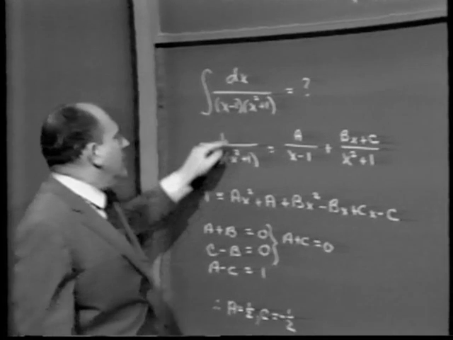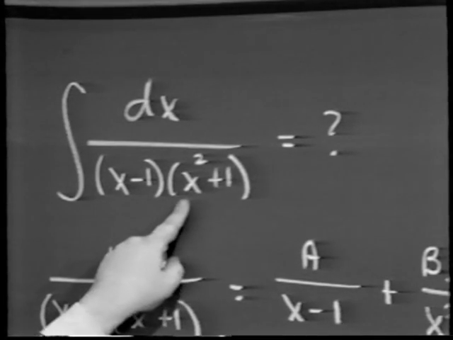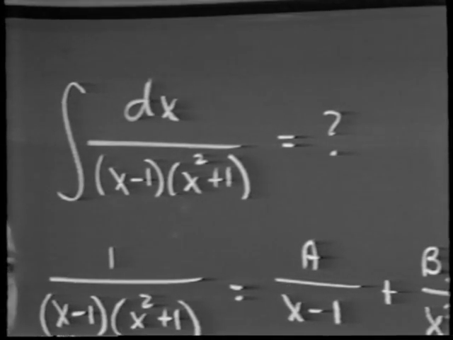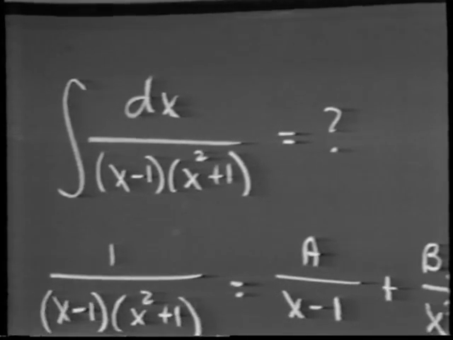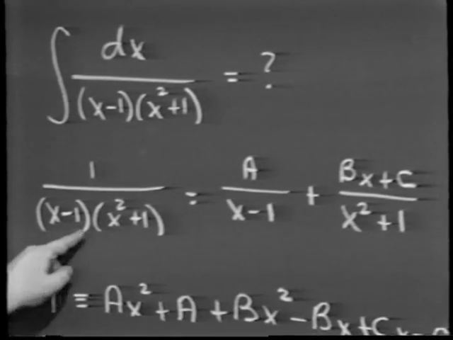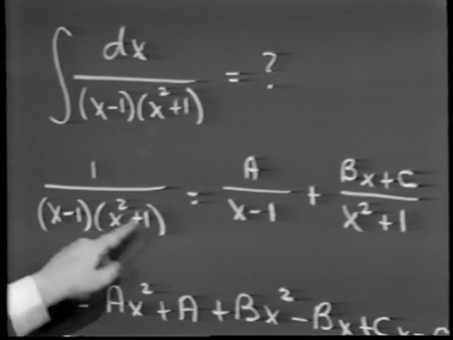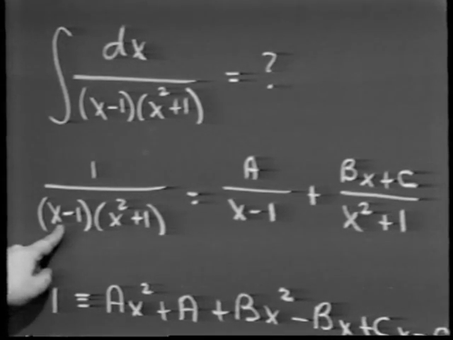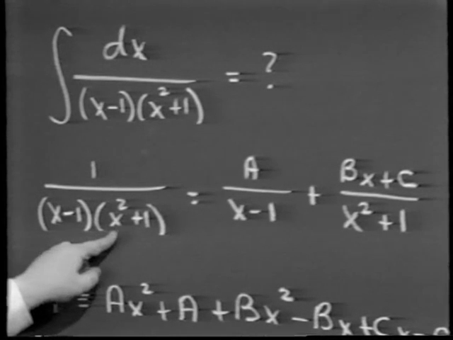Let's take the integral dx over x minus 1 times x squared plus 1. What is the integrand in this case? It's 1 over x minus 1 times x squared plus 1. Now, the idea is this. Here's a quadratic factor. Here's a linear factor. What fractions do I have to add to wind up with something like this?